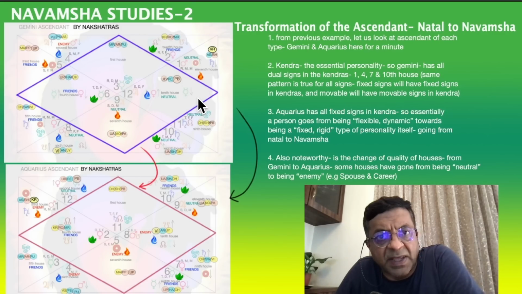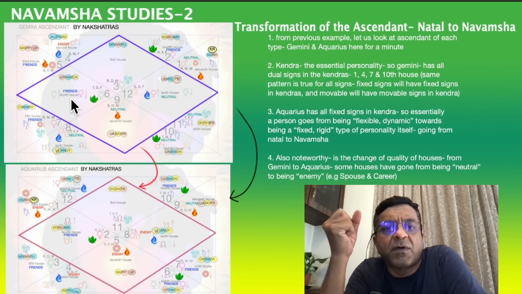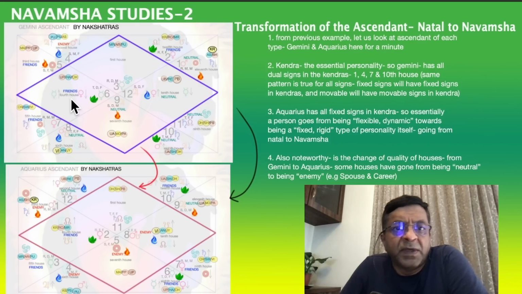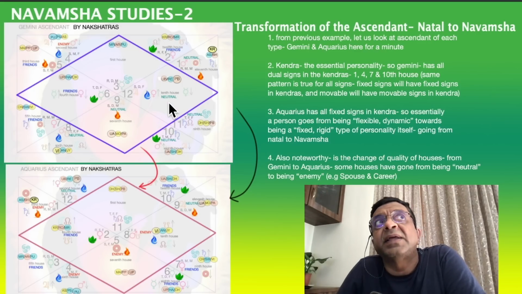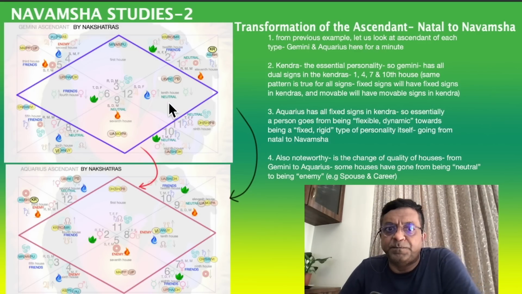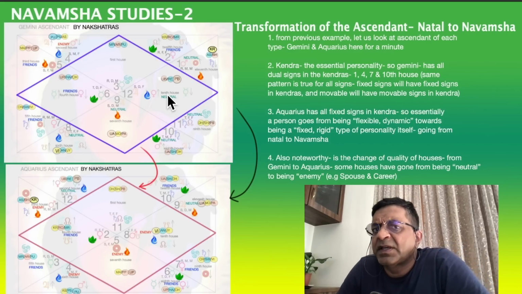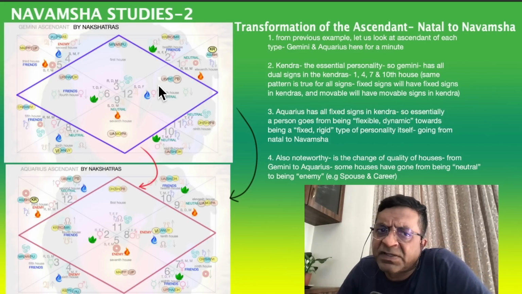Yes, remember this, Kendra. Kendra means the foundation of your life. Whatever planets fall in this diamond, in these four boxes, the houses number 1, 4, 7 and 10, become the guiding light of your personality. Because we are addressing here things more from a personality perspective. Yes. So house number 1, 4, 7 and 10, what is there in Gemini?